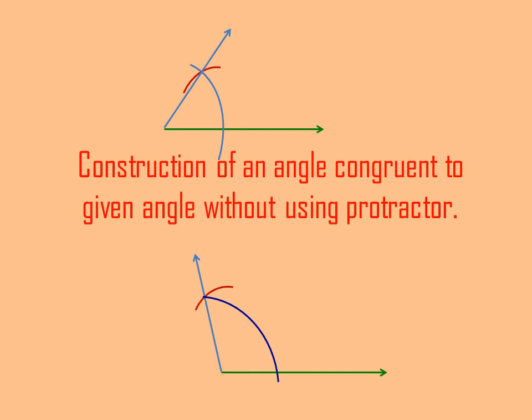Hello friends, today we will learn how to construct an angle congruent to the given angle without using a protractor. Let us take one acute angle, name it angle CAB. As you can see, the vertex is A and the sides are AB and AC. Sides AB and AC are also known as the arms of angle CAB.